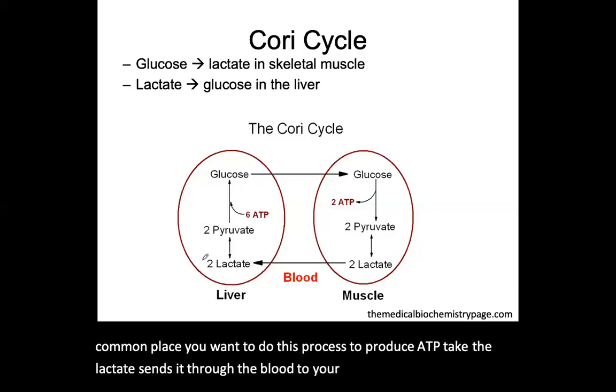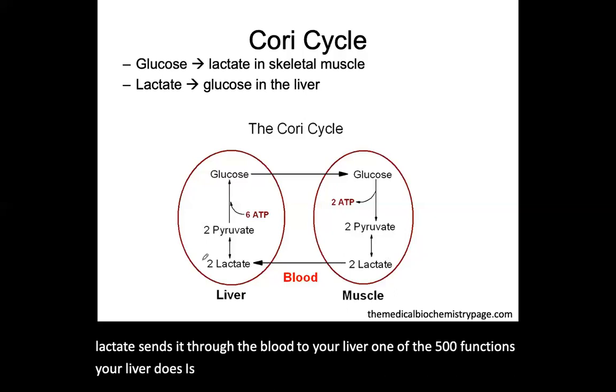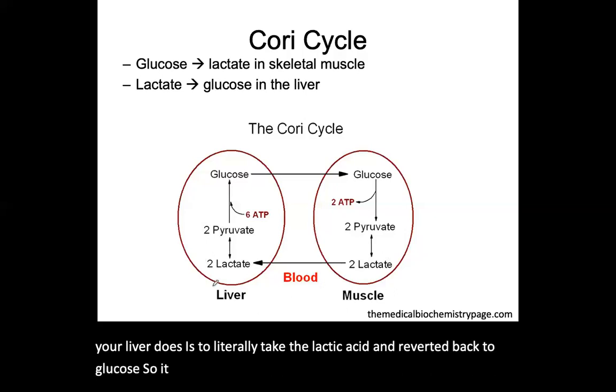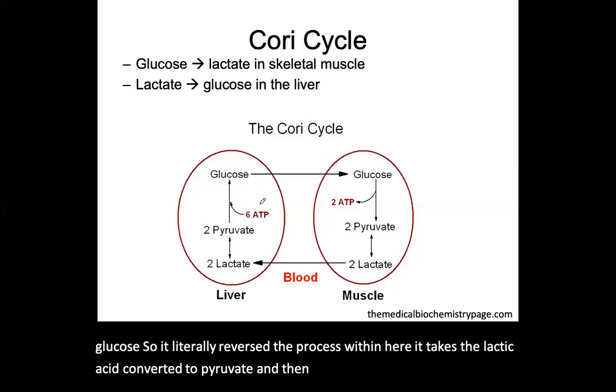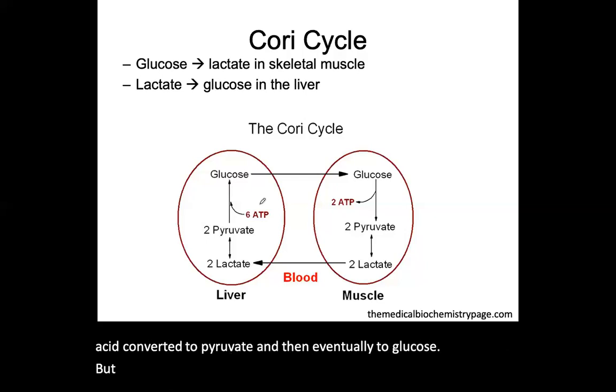One of the 500 functions your liver does is to literally take the lactic acid and revert it back to glucose. So it literally reverses the process within here. It takes the lactic acid, converts it to pyruvate, and then eventually to glucose. Very fun, right? Here's the main difference, guys.